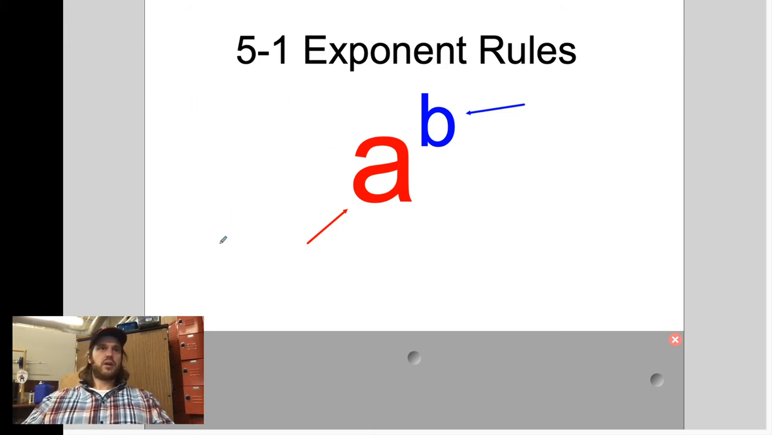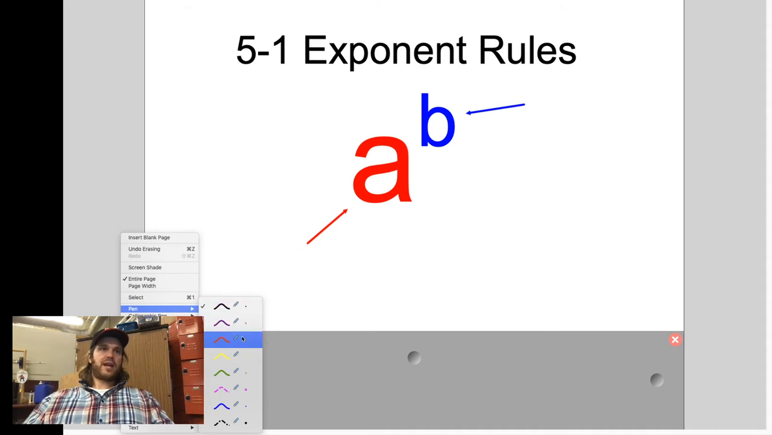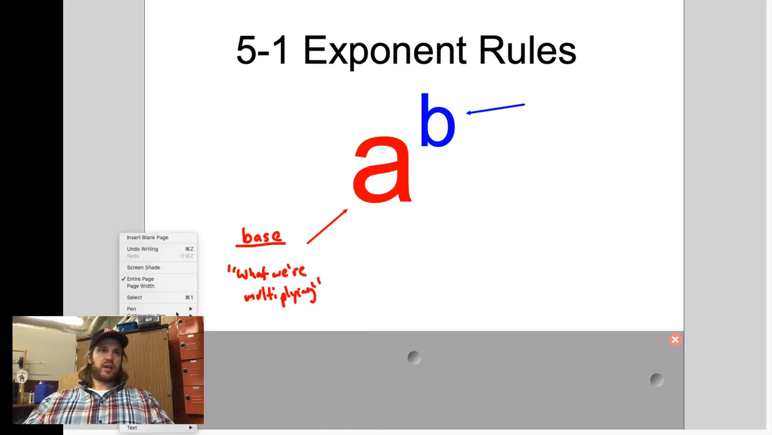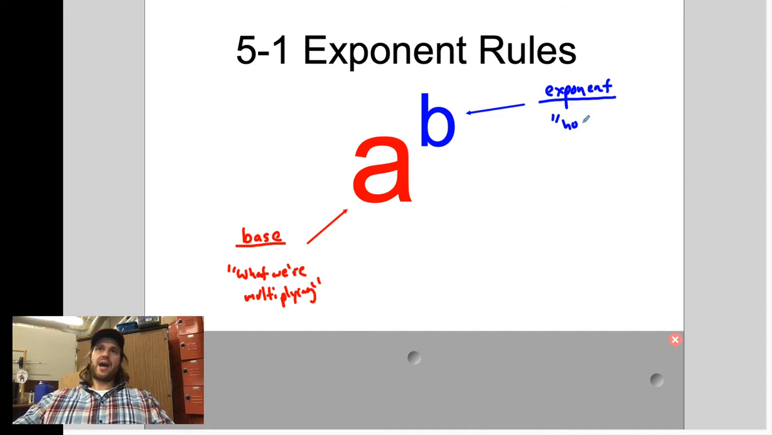All right, so let's take a look here. Every exponent situation has what's called the base. There's our new vocabulary word. The base is what we're multiplying, and if you have a to the b, a is our base, and b is our exponent. And this tells us how many of the base are in the product.